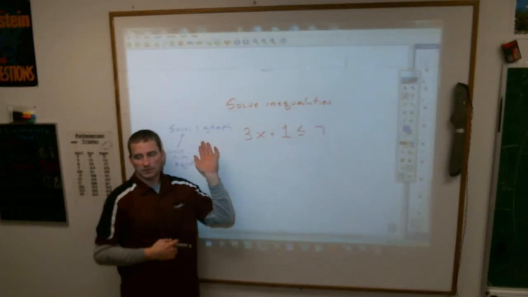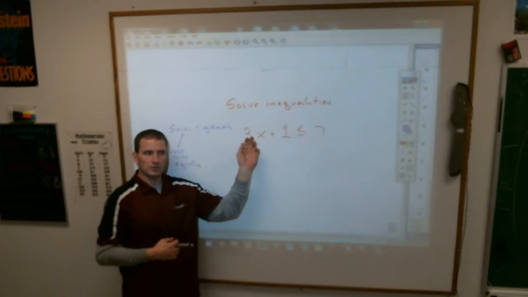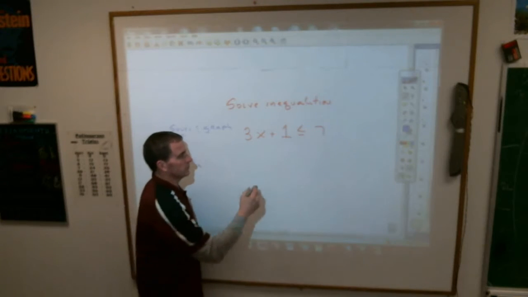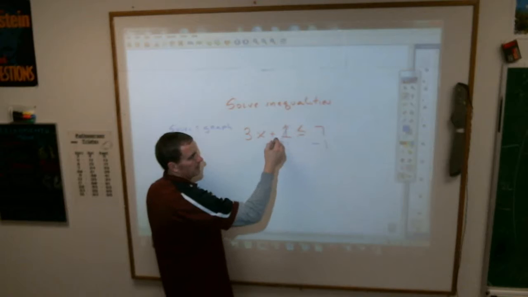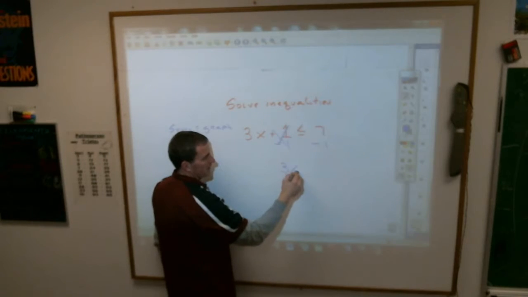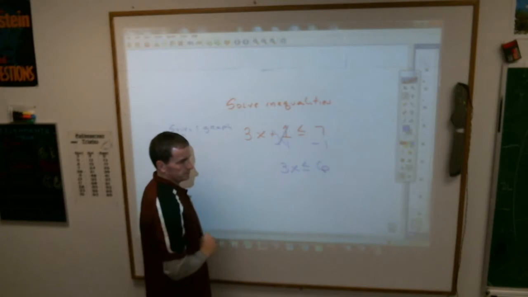I would not get rid of the 3 first. I'd get rid of the 1 first. You do the multiplication division part last. So you subtract 1 from both sides. That's our equation business there. It goes away, and now I have 3x is less than or equal to 6.